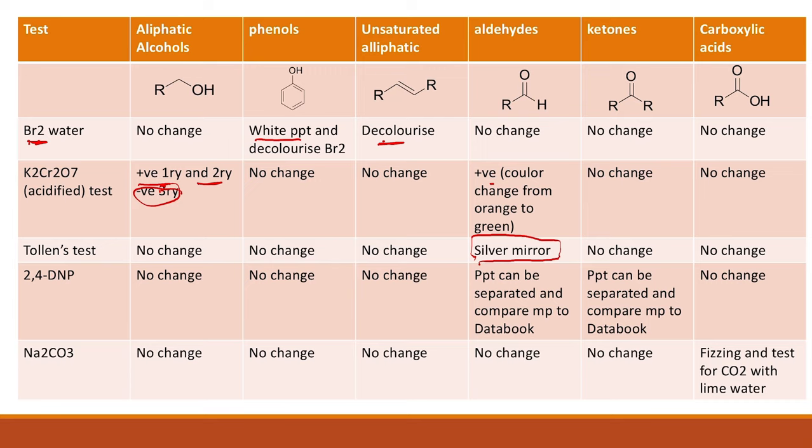2,4-DNP is used for aldehydes and ketones, for the carbonyl group. That gives you a precipitate that varies in color between yellow, orange, or orange-red, depending on the structure of your carbonyl compound. You can separate that precipitate and compare its melting point with a data book or a database, which can help you identify the structure of your carbonyl compound. This is positive for both aldehydes and ketones.